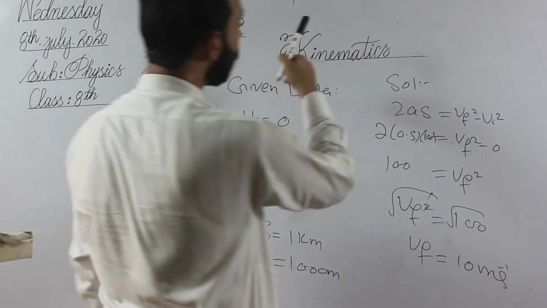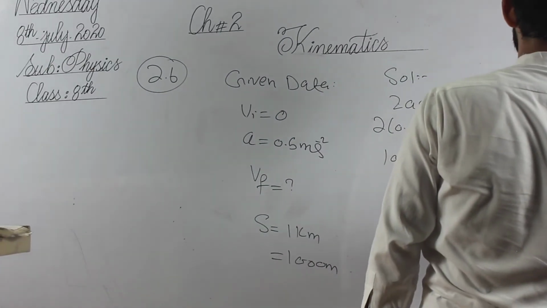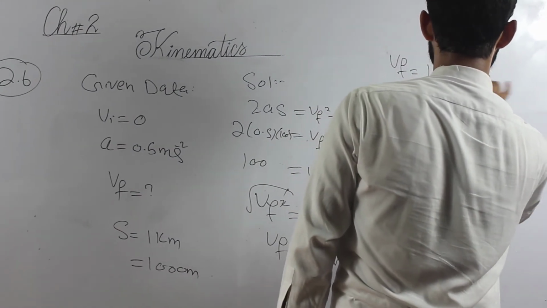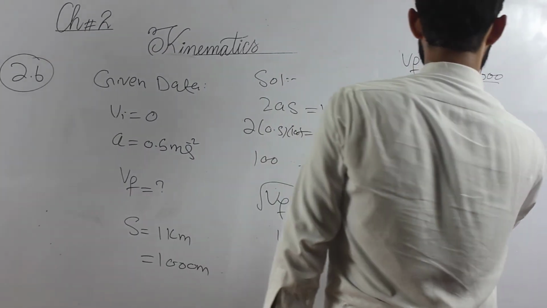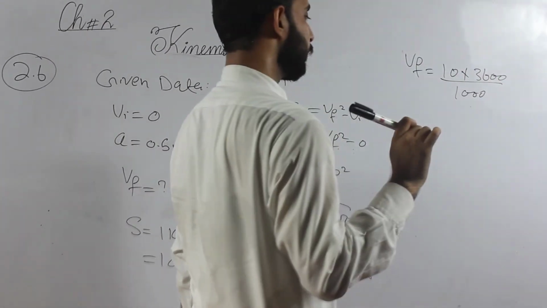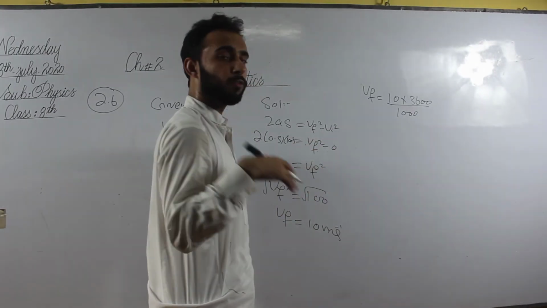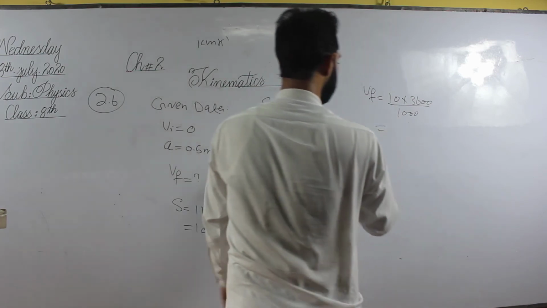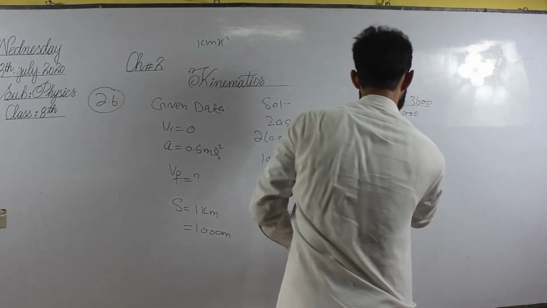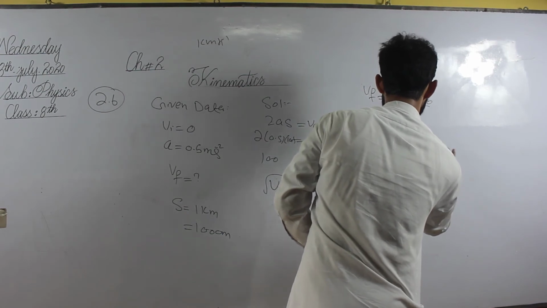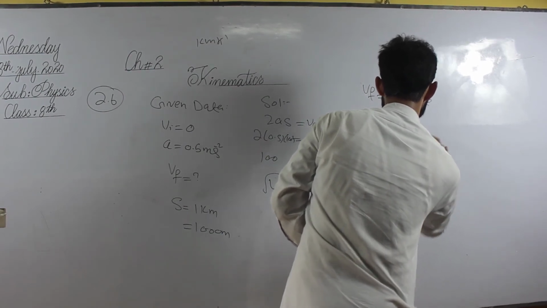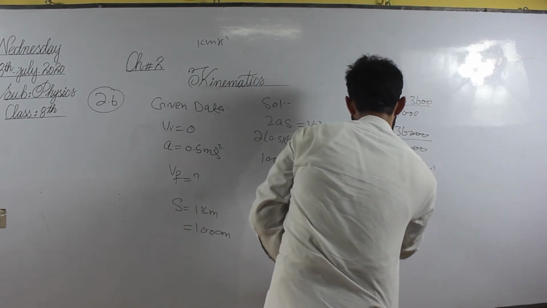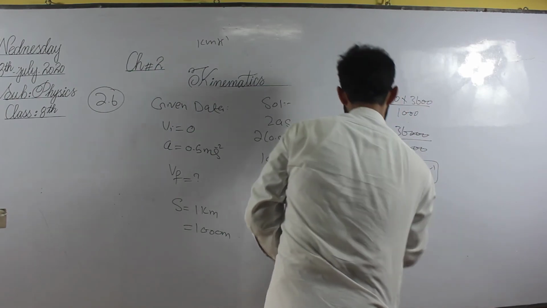To convert it into kilometer per hour, we solve Vf is equal to 10 multiplied by 3600 over 1000, because you know that in 1 kilometer there are 1000 meters and in 1 hour there are 3600 seconds. So multiplying these, we will get 36,000 over 1000. Cancel these three zeros, we will get 36 kilometer per hour. So that is our numerical number 2.6.